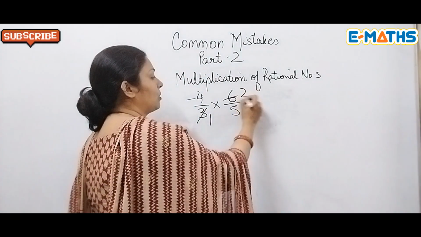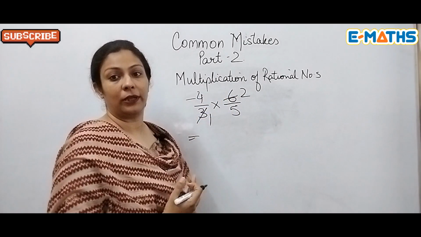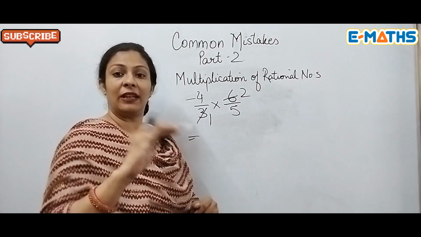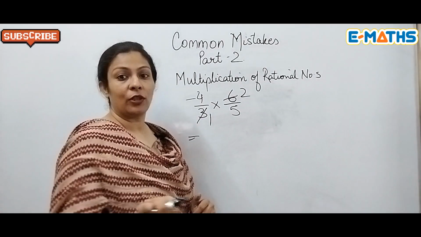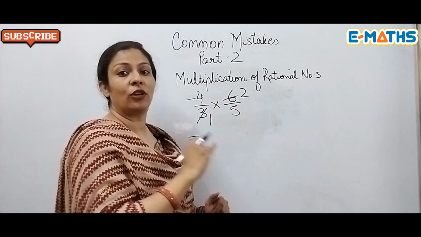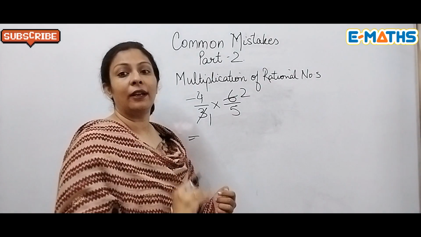3 1s are, 3 2s are. I cannot cancel these two terms because both are numerators. In multiplication, one has to be a numerator and the other has to be a denominator while cancelling. You cannot cancel the numerators, you cannot cancel the denominators. It has to be a numerator and a denominator.